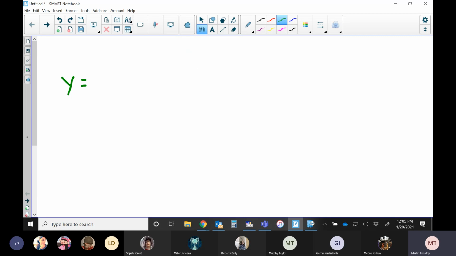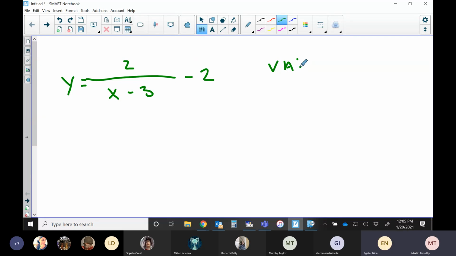Y equals 2 over x minus 3 minus 2. What's my vertical asymptote? Nina, what would be my vertical asymptote? Would it be 3? It's not just 3. The vertical asymptote is an equation, so it needs a variable with it. The variable for vertical asymptotes is x. x equals 3. Perfect.